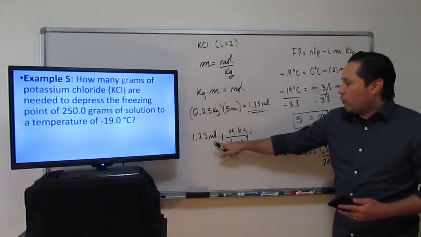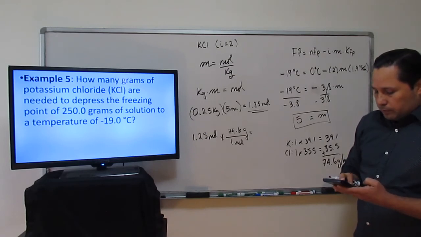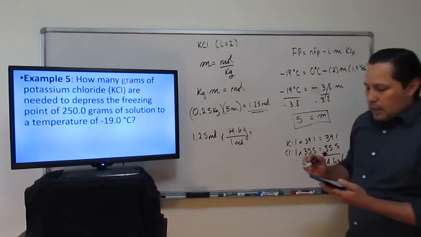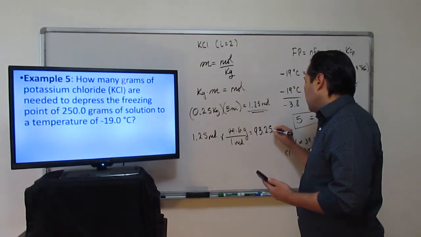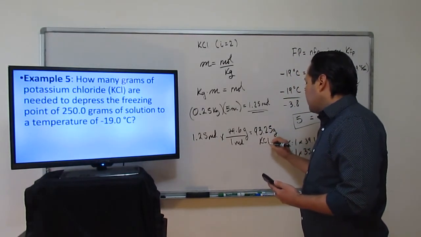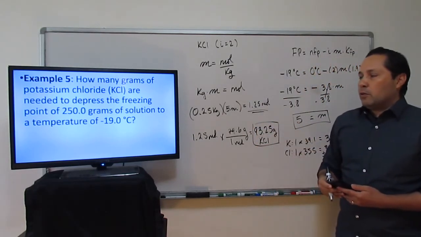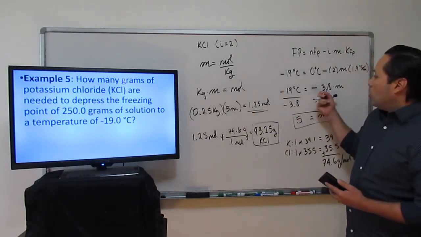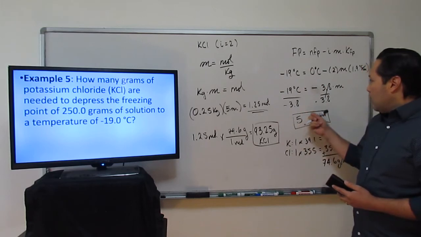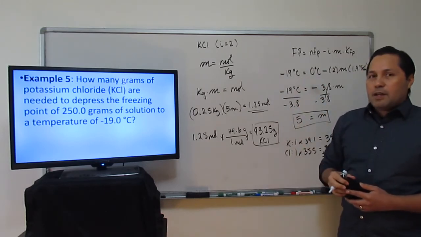And now I can go from moles to grams and get our answer. So that's going to be 93.25 grams of the potassium chloride that we need to dissolve in the 250 grams of solution to get a depressed freezing point of negative 19. All right, that is example 5.